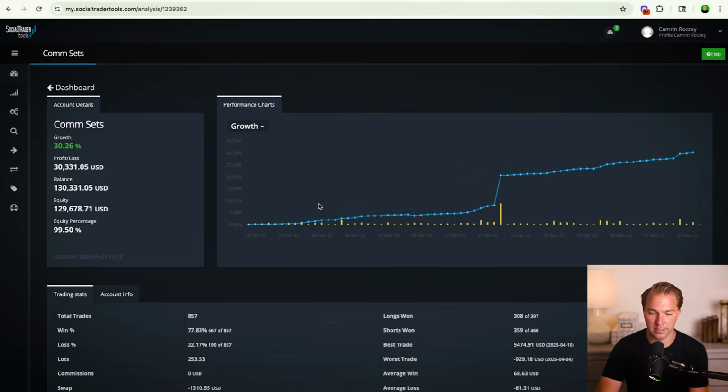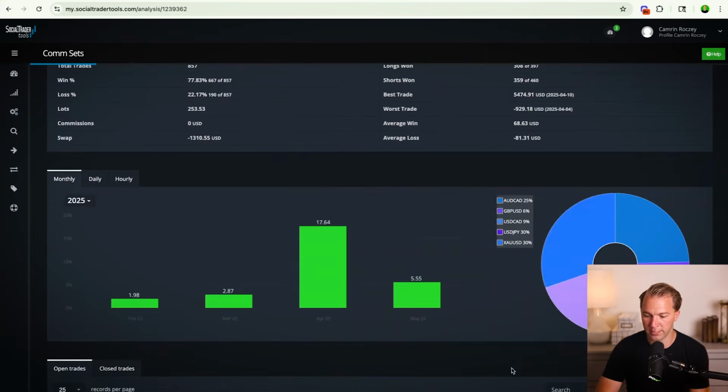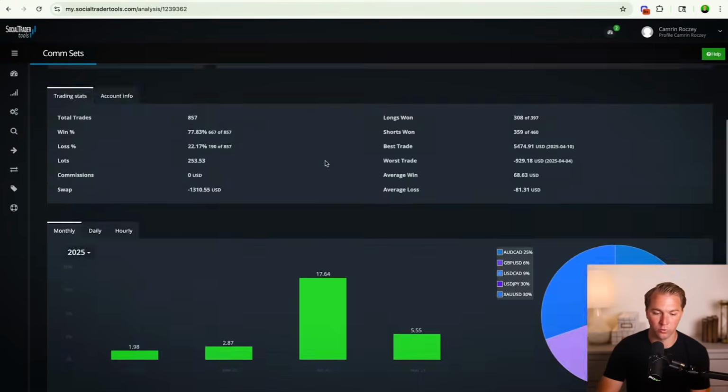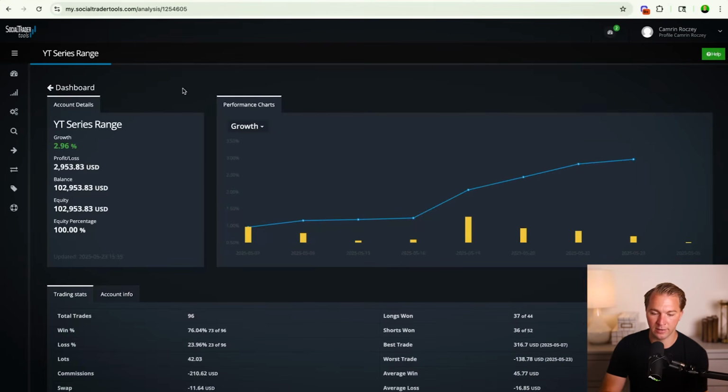This is actually it inside of Social Trader Tools, because I think the views sometimes are a bit better. $30,000 profit, a gap up here. But outside of that gap, very steady growth and very consistent growth over time. And you can see the multiple different pairs that this strategy is trading. So it's multiple strategies across multiple pairs, all contributing in different amounts in order to globally get this amount of return.